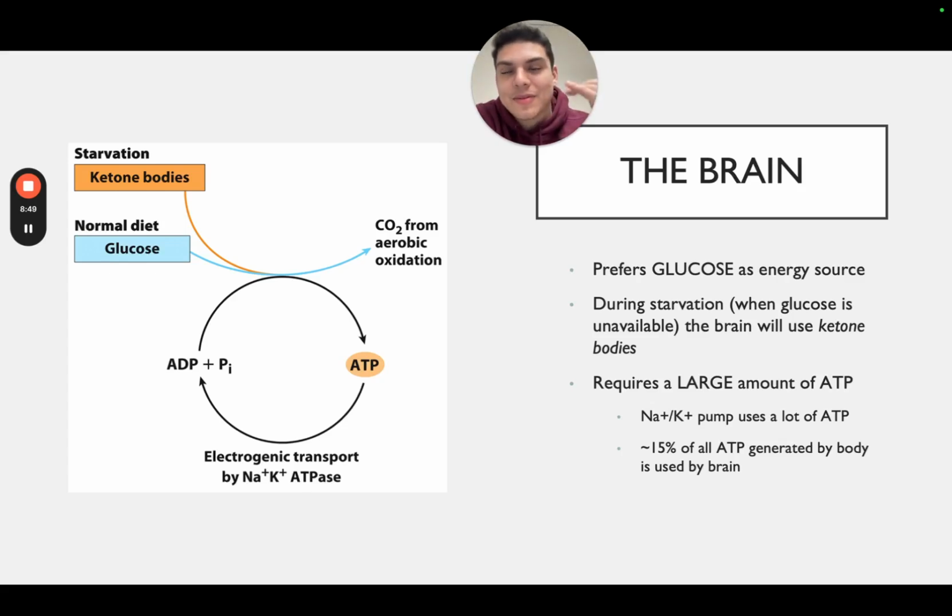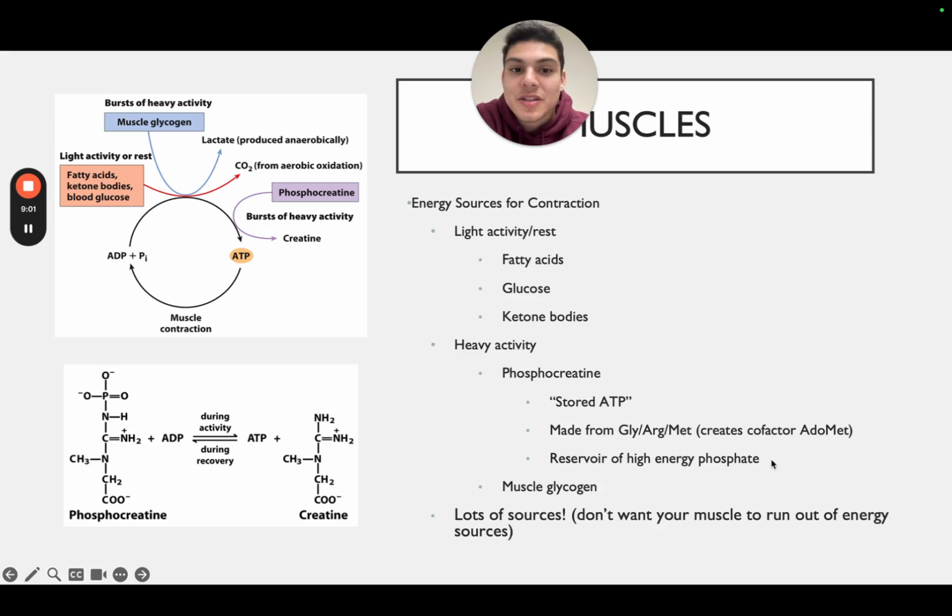because of the constant changes in membrane potential, and we need the sodium-potassium pump to operate over time, and that's going to use up a lot of ATP. And again, this is a cool stat: 15% of all ATP generated by the body is used by the brain.